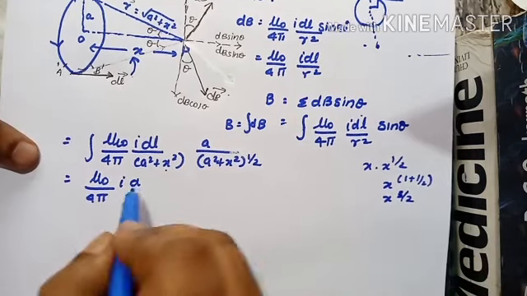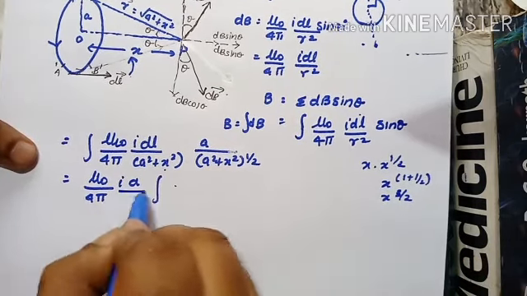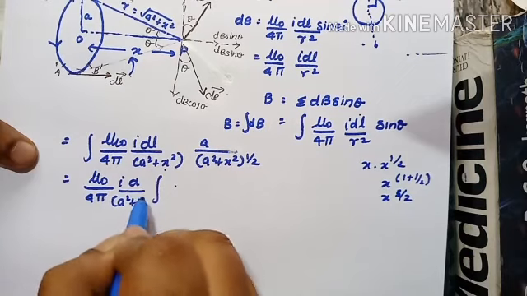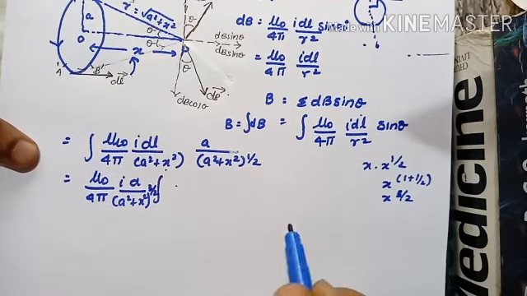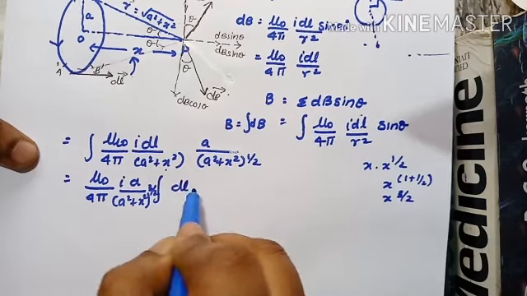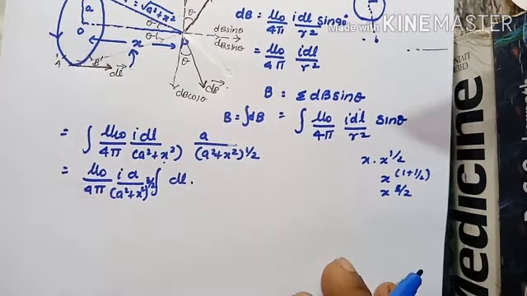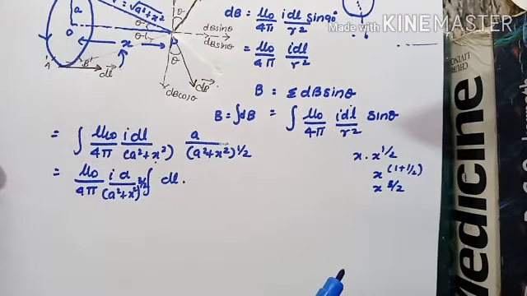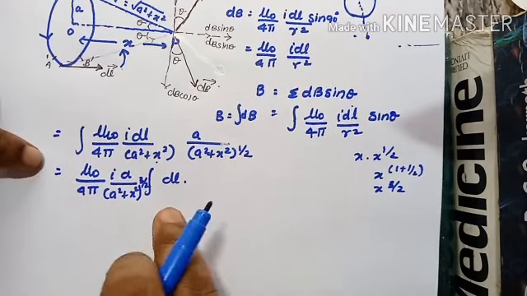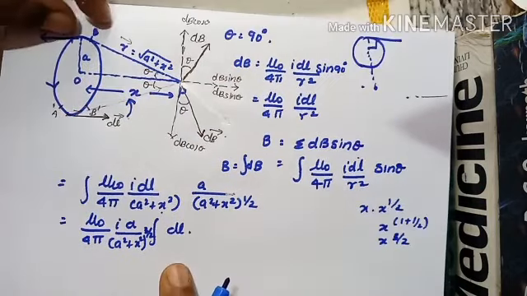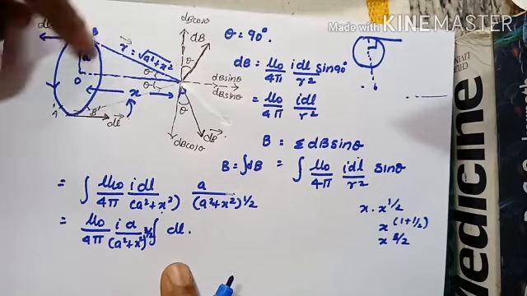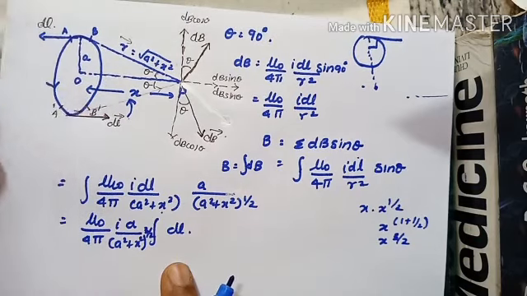So here I can write it as integral, or here I write it as a square plus x square raised to 3 by 2, and there is just a dl inside the integration part, right? So what is integration of dl? That is what happens if I take the summation of length. It is the entire circle, right?